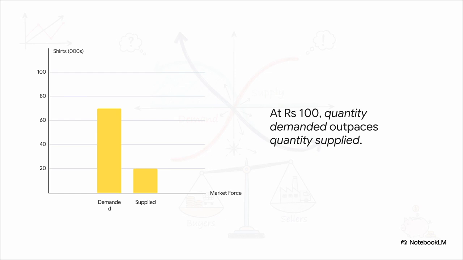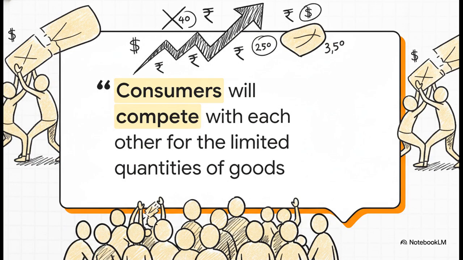The result here is severe excess demand. Our source material actually personifies this data perfectly with this quote. Consumers will compete with each other for the limited quantities of goods. Just imagine that buying frenzy. You have 70,000 people fighting over just 20,000 shirts.